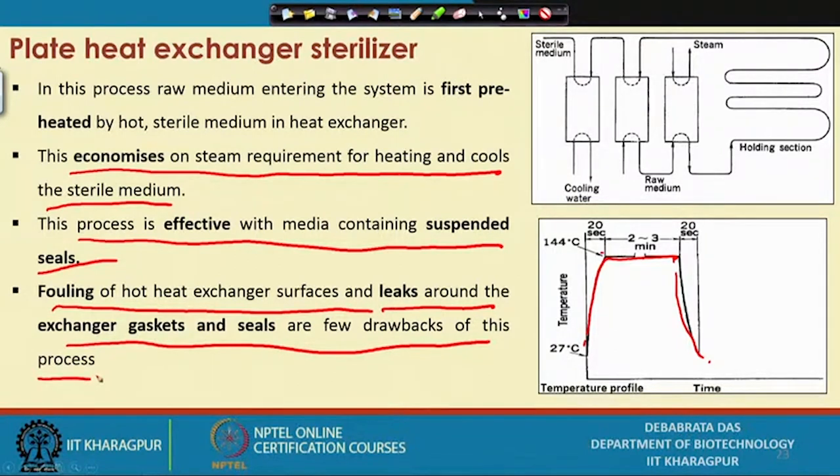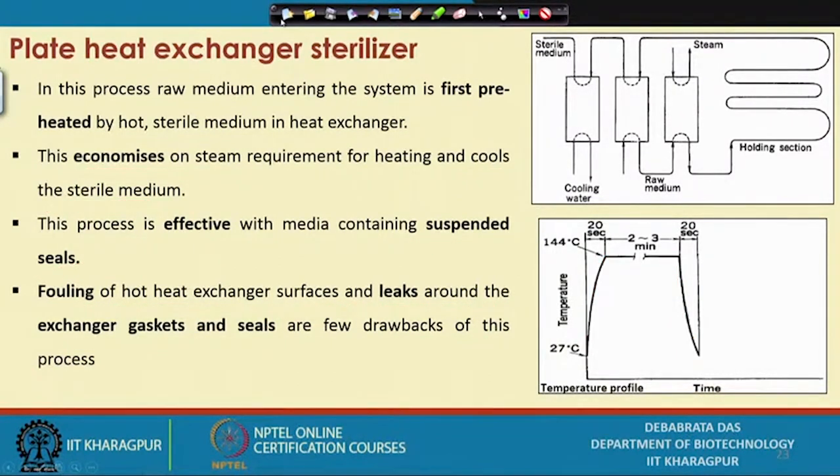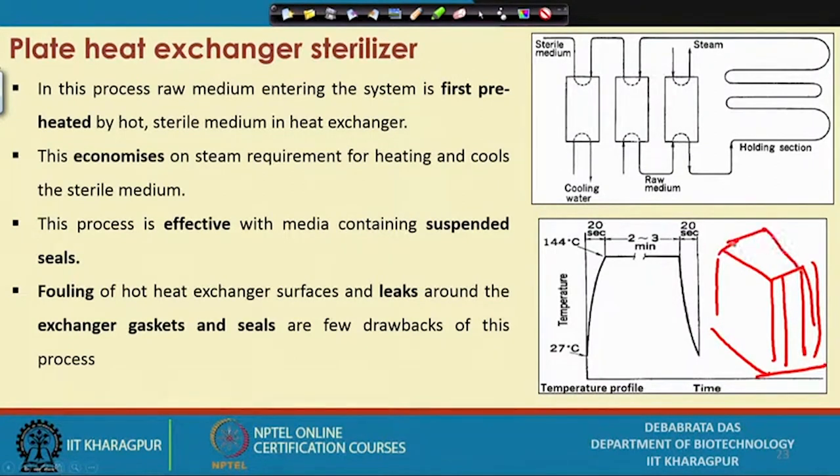The major drawback is, suppose you look at this heat exchanger, this is usually the parallel plate heat exchanger. It looks like this. This is the parallel plate heat exchanger. So in one plate we are passing hot media, in another plate we are passing your media. So it may so happen that on the hot surface, the media comprises a lot of organic material, a lot of dissolved solids, that may be deposited on the surface of that wall.